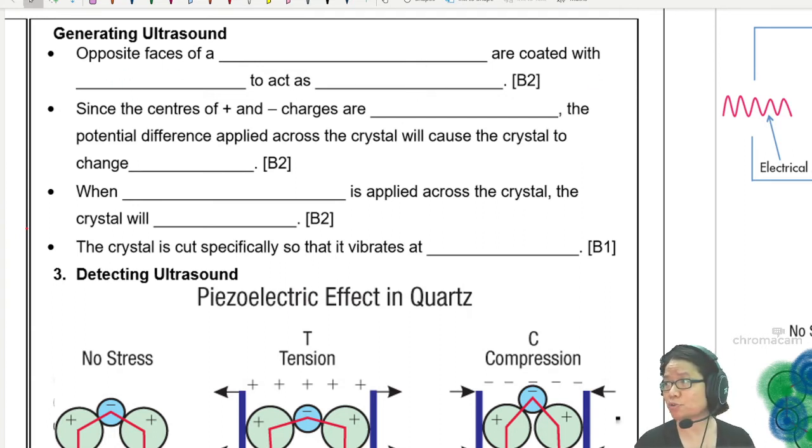All right, so if you're ready, let's go. Number one, describe the setup. If you don't describe the setup, nobody knows what's going on, right? So we're going to describe the setup first. Opposite faces of a quartz crystal. So you can use the word quartz crystal, or you could also call this a piezoelectric crystal.